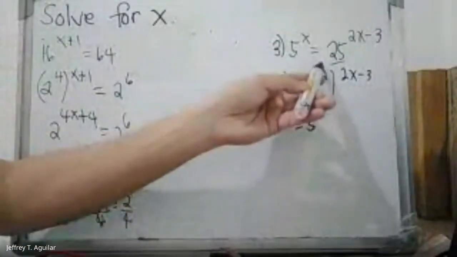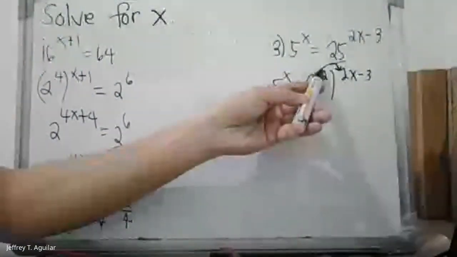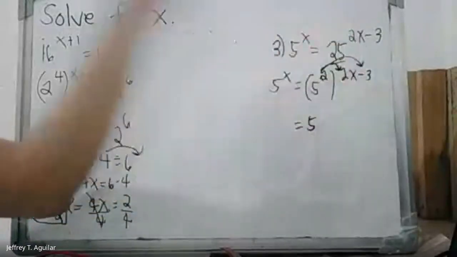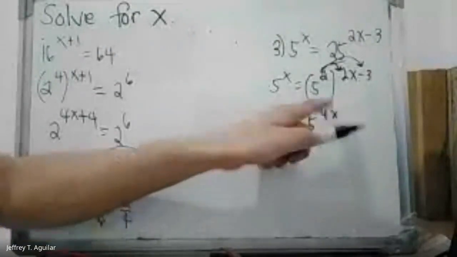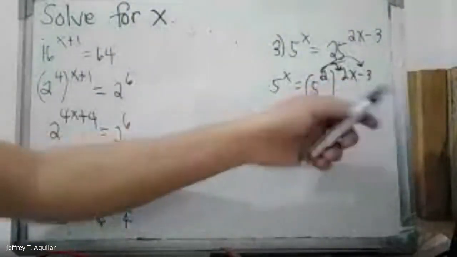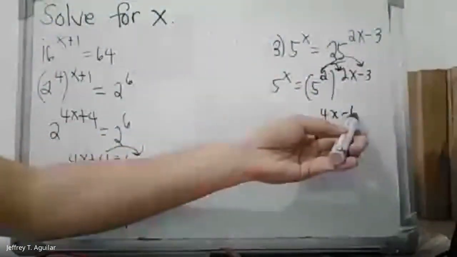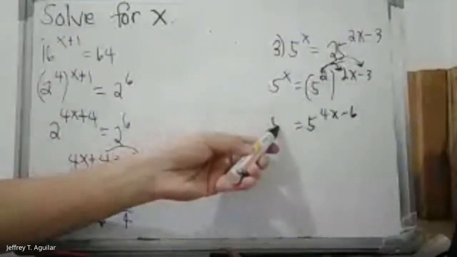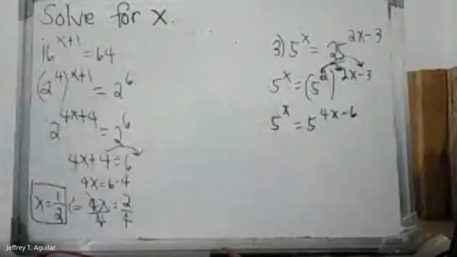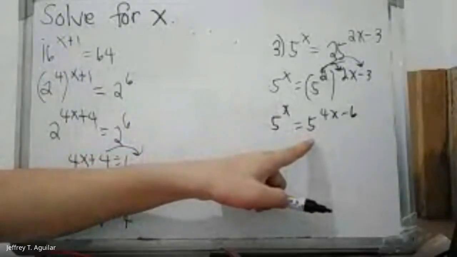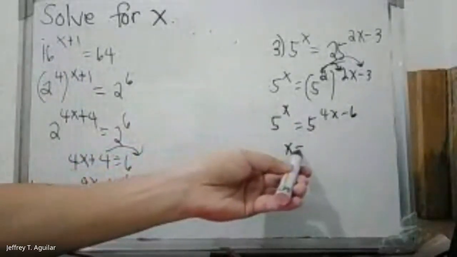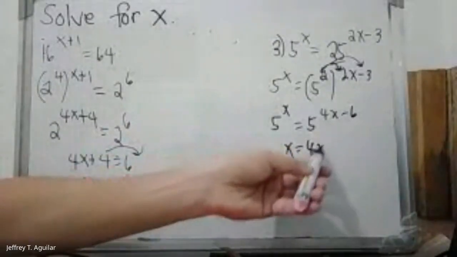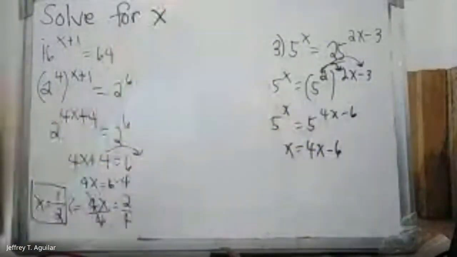Again, you have to distribute to every term of your second function. So we have here 4x. That's the product of 2 and 2x. 2 times negative 3, that's minus 6. But on the left side, you have to copy. Are they having the same base? Yes. So therefore, we can equate exponents. x is equal to 4x minus 6.